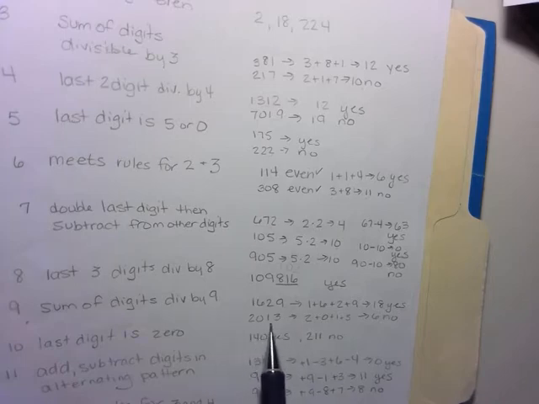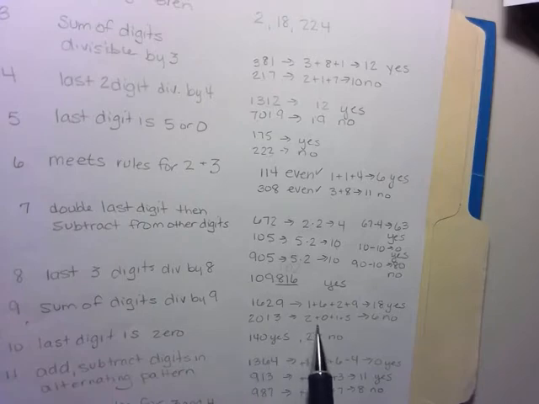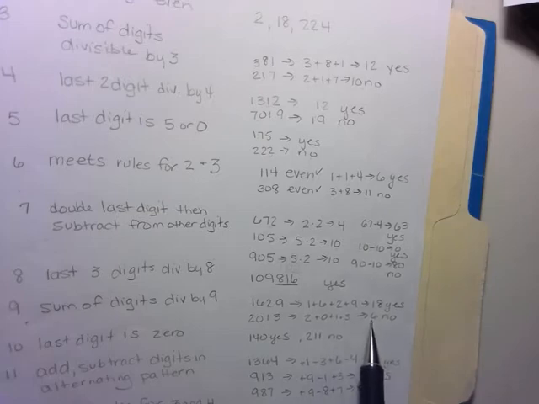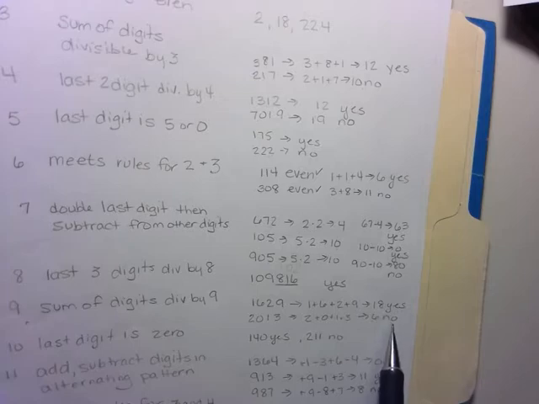Example 2013, we add up all the digits. 2 plus 0 plus 1 plus 3 gives us 6. Is 6 divisible by 9 evenly? No, it's not. Therefore, 2013 is not evenly divisible by 9.